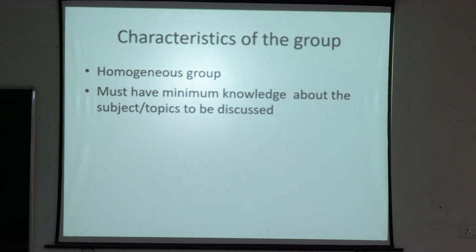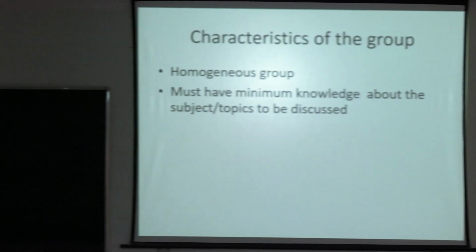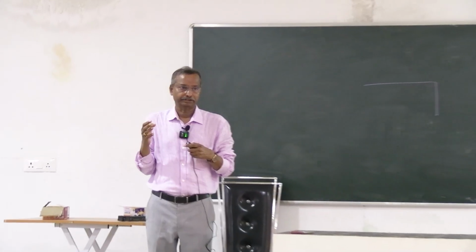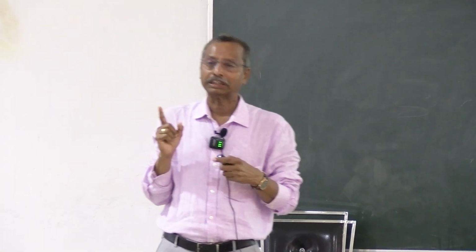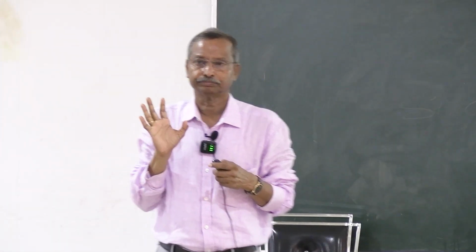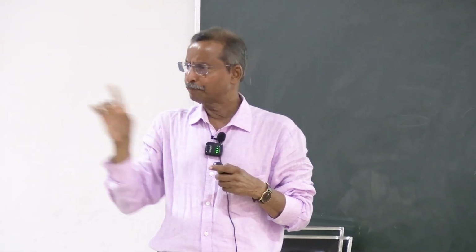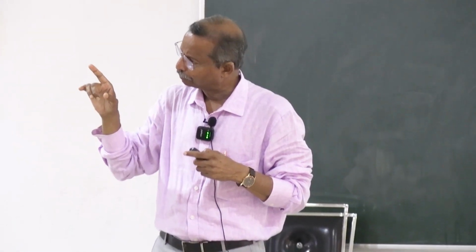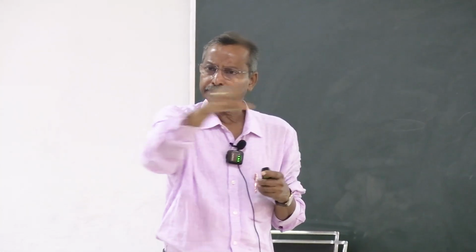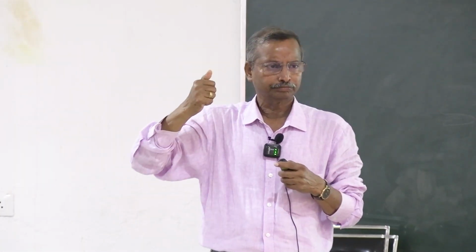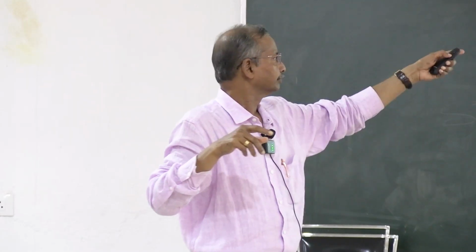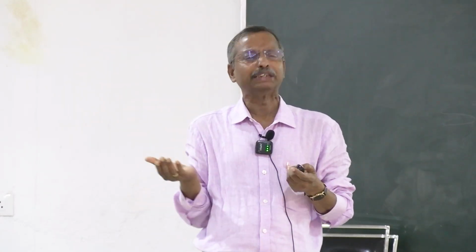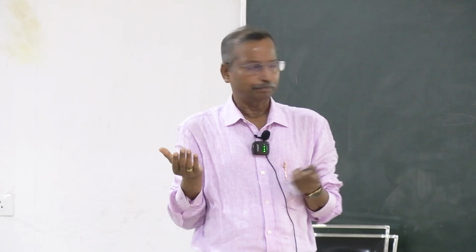Now, when we start a group discussion, before that there are some prerequisites, some things you have to think about. Number 1, the group must be homogeneous. Perhaps the meaning of homogeneous is clear to everybody? Homogeneous, okay, in terms of age, in terms of sex, in terms of knowledge. And next, they must have minimum knowledge on the basis of which they can participate.